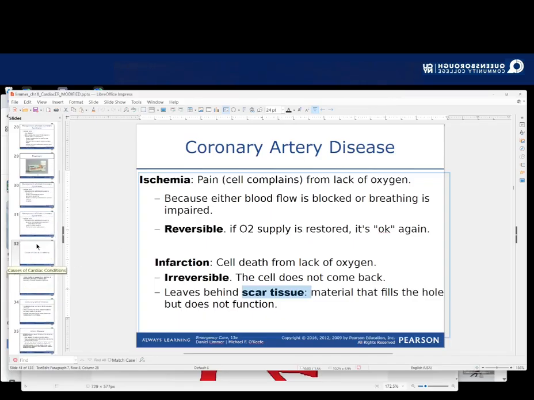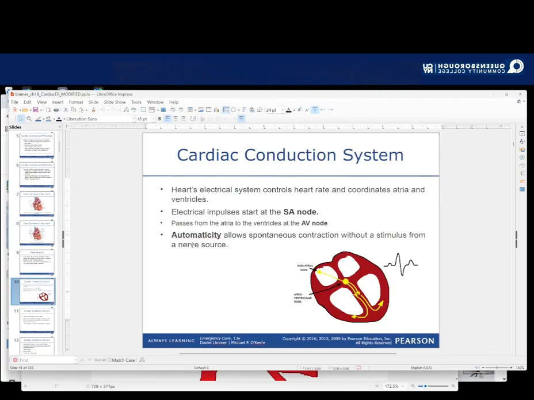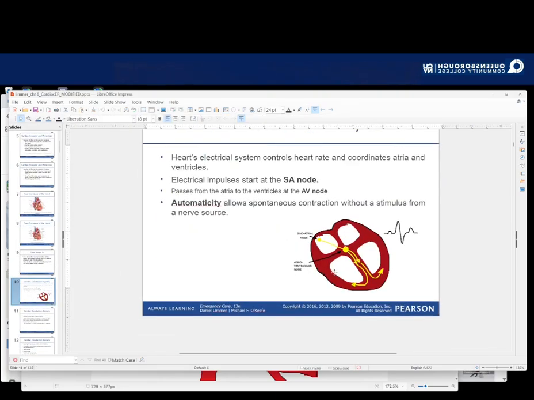What do you think will happen to the electrical conduction system if one area, instead of being made up of cardiac conduction cells, is made up of scar tissue? Then the electrical signal does not pass normally through that area, and that causes dysrhythmias.